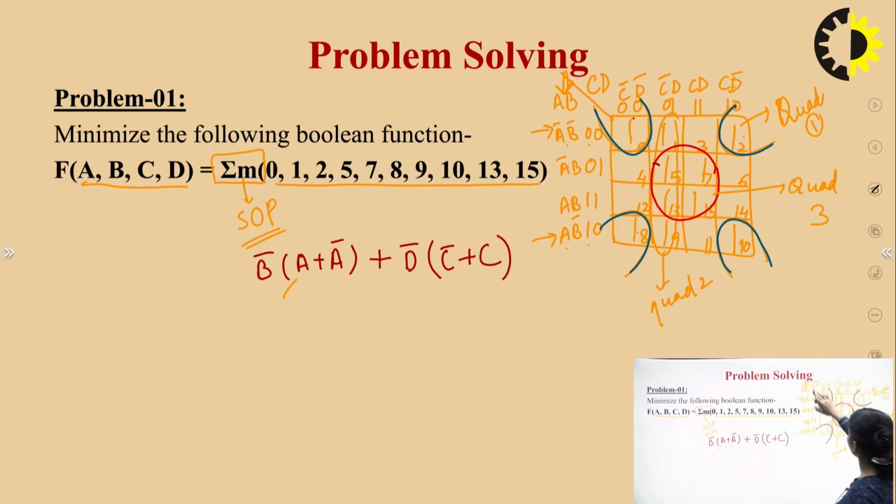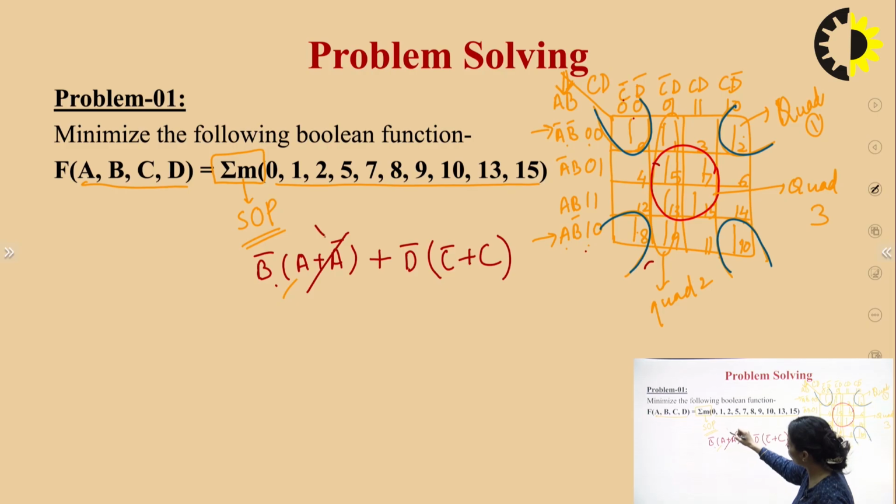Okay, so while forming this quad, we can see that you have to consider A bar B bar plus A B bar and C bar D bar plus C D bar. So from A bar B bar and A B bar, B bar is common. This will give you 1. And from C bar D bar and C D bar, D bar is common. This will give you 1 again. So what is the final expression for this?